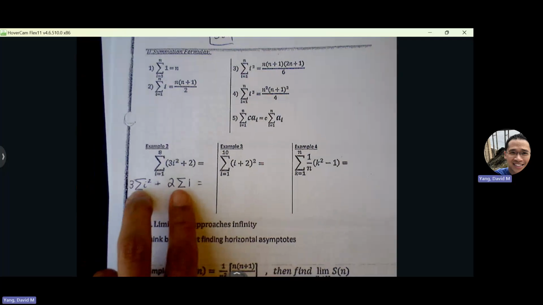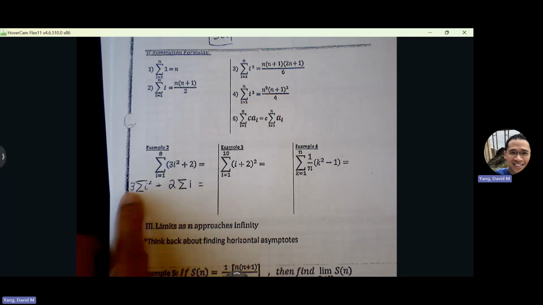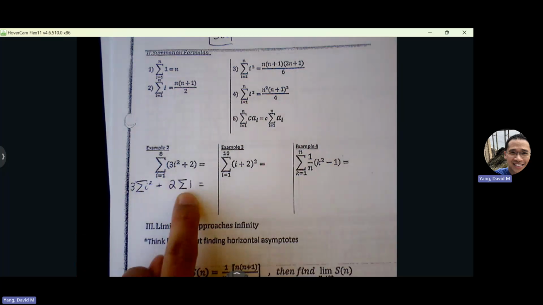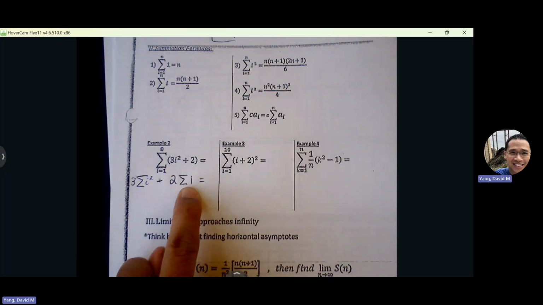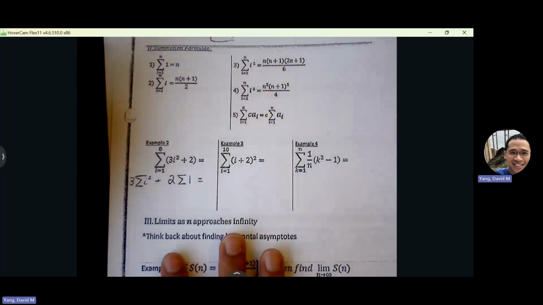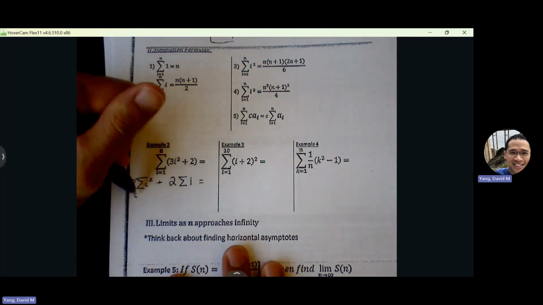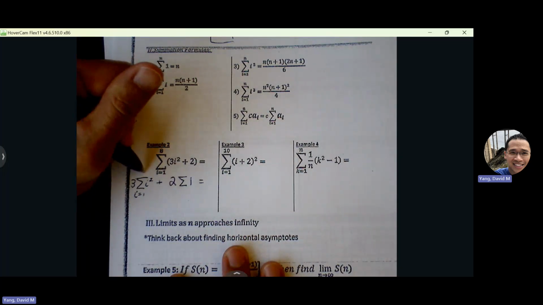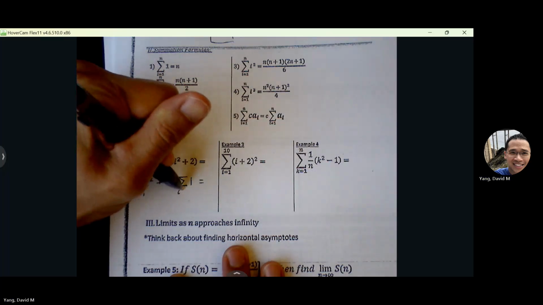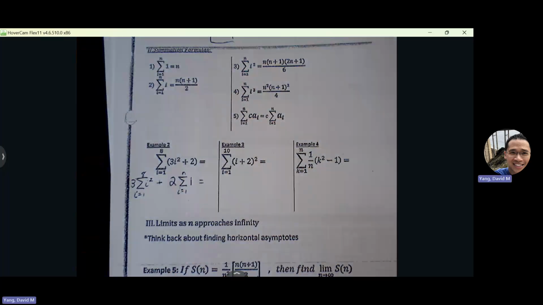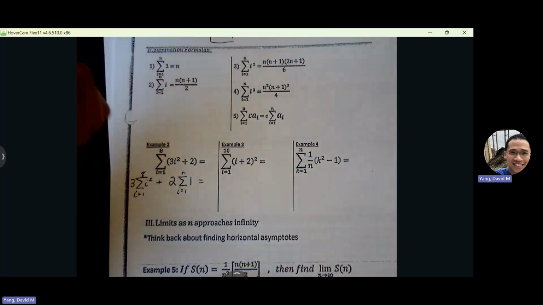And the reason that I'm doing this is because we have specific rules for summation of i squared. We have a specific rule for summation of 1. So if I can pull the coefficient out, then it's a little bit easier for us to identify what rule we're working with.